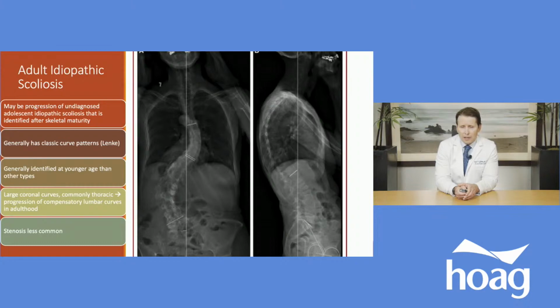Also, another way to identify adult idiopathic scoliosis, like idiopathic and pediatric scoliosis, is that it has a compensatory and a major curve.